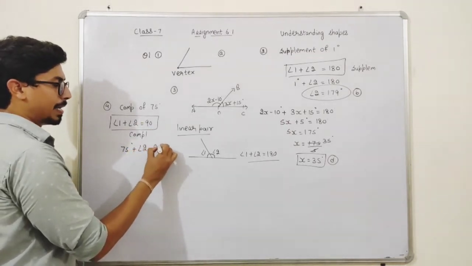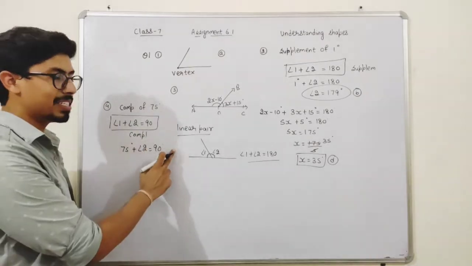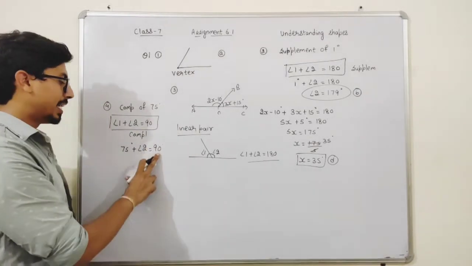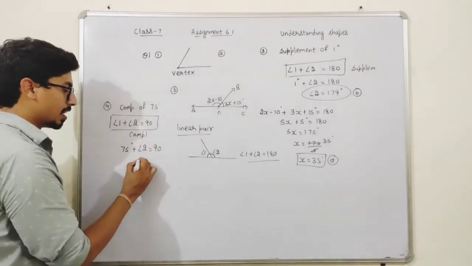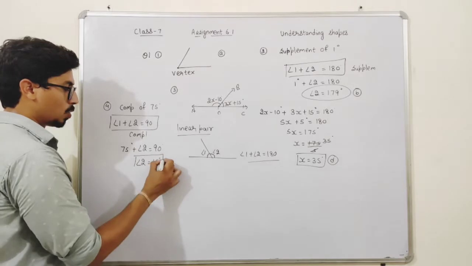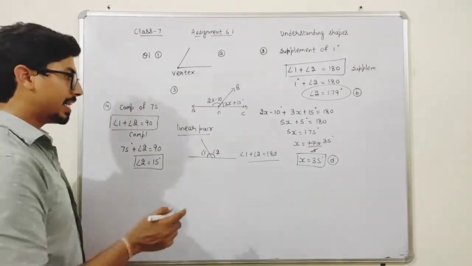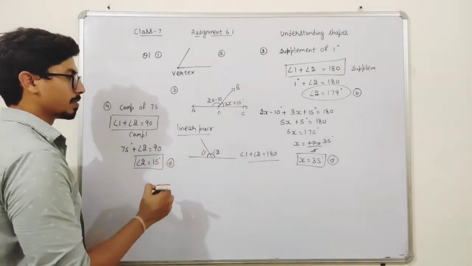So the next angle will be: 90 as it is, 75 is in addition when it goes to the right-hand side, it will be in subtraction. So 90 degree minus 75 degree. So angle 2 is equal to 15 degree. So 15 degree, that is part number D, is our required answer.